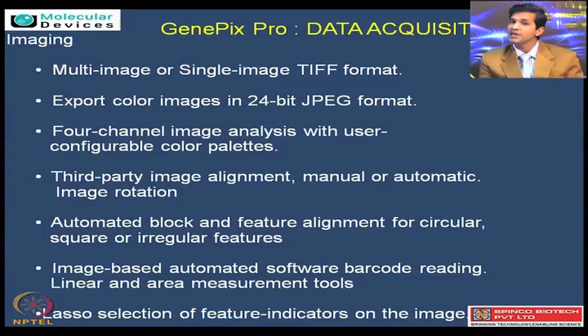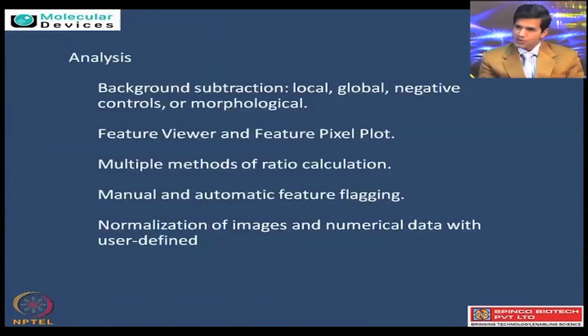This can be done by a third party, and GenePix Pro does it by itself in the form of automation to do the job. So automated block and feature alignment is possible. Even different sizes and shapes of the spot can be handled, from circular and square to irregular features, at the level of image alignment. In any microarray, after the image, the first thing that comes is the alignment, which we have just covered in the form of data acquisition, because that is a very important part to cover.